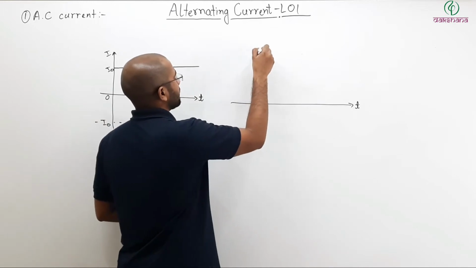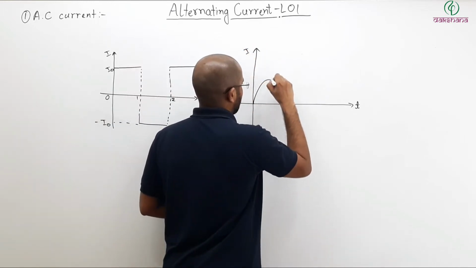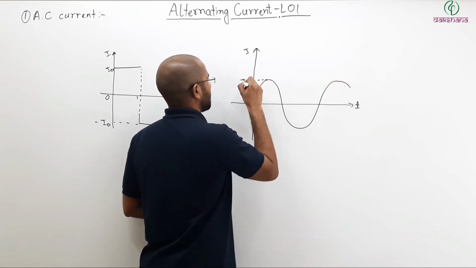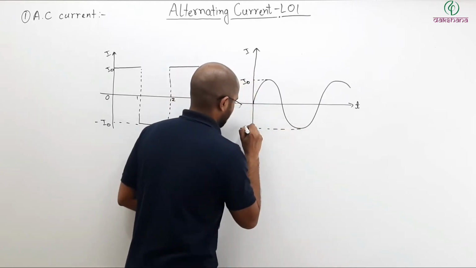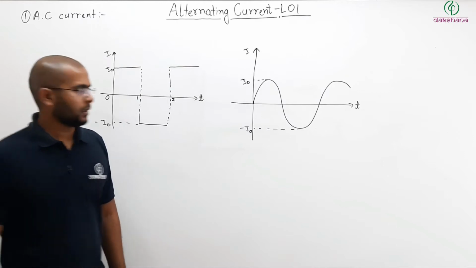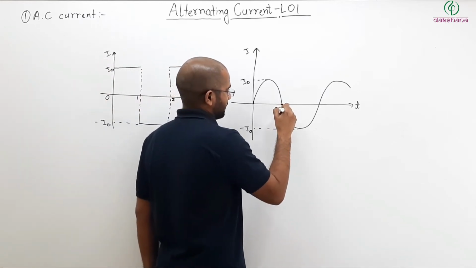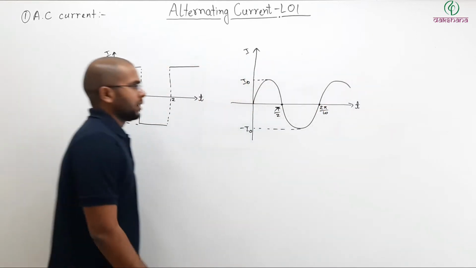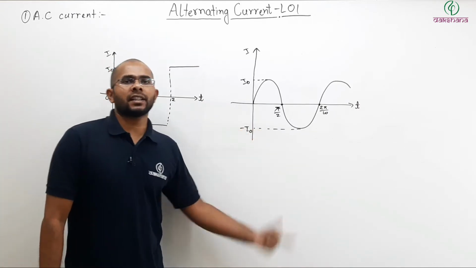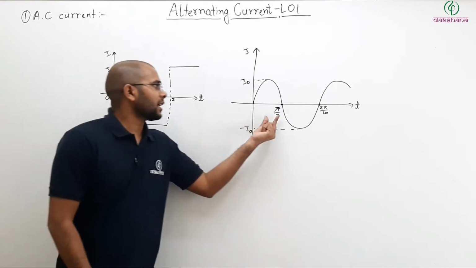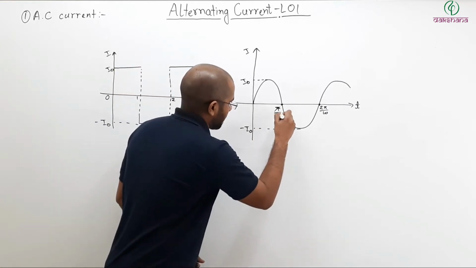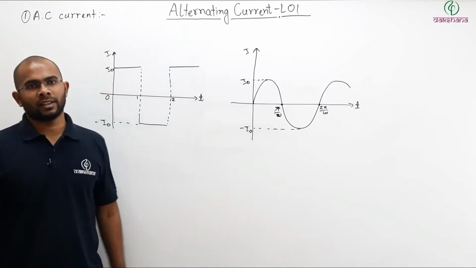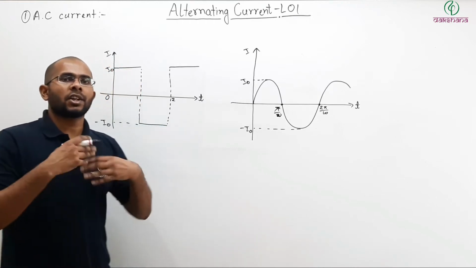This is T, this is I, and let us say current is varying like this. This is I naught, this is minus I naught. Let us say this time is pi by omega, this time is 2 pi by omega, and so on. In this case, my alternating current is varying sinusoidally, and after every pi by omega time, the direction of current is changing. This is called sinusoidal AC, meaning your alternating current is varying sinusoidally.